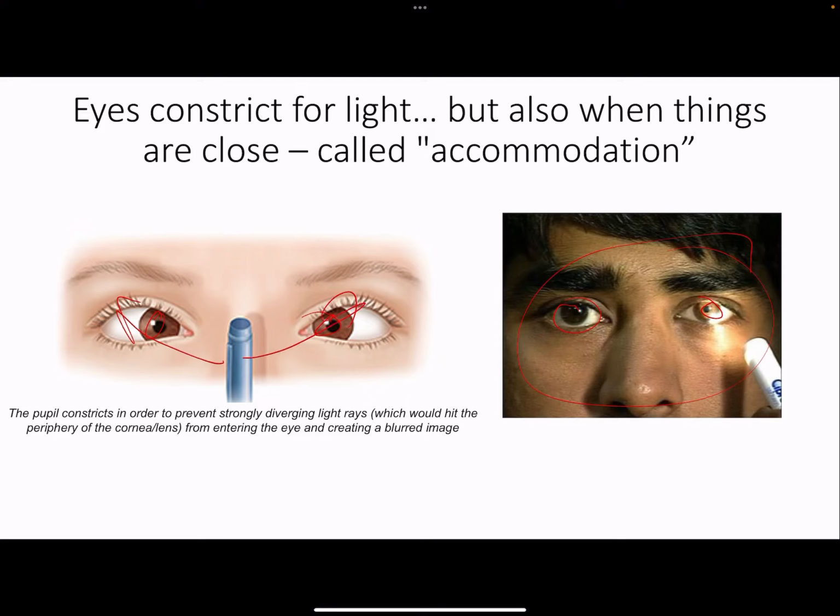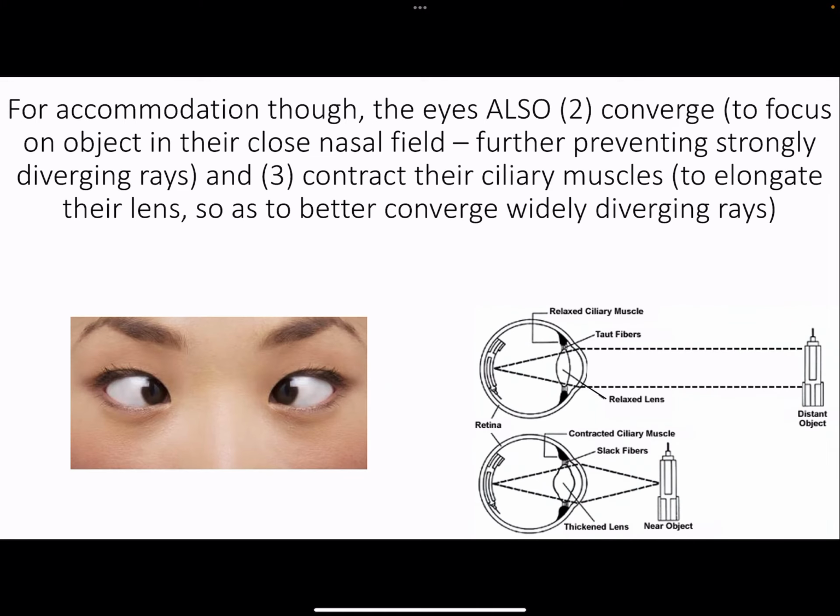And the idea is you want to minimize these widely diverging rays. As you bring something really close to your face, you're getting widely diverging rays, and those are going to hit the sides of your retina. It's going to confuse your brain. So by constricting, you're going to allow less diverging light to come in. Similarly, your medial rectus muscles are going to kick into gear, and by moving inwards, we're also going to direct the light to the back of the retina rather than the periphery of the retina. So you're going to have less diverging rays. And that's number 2.